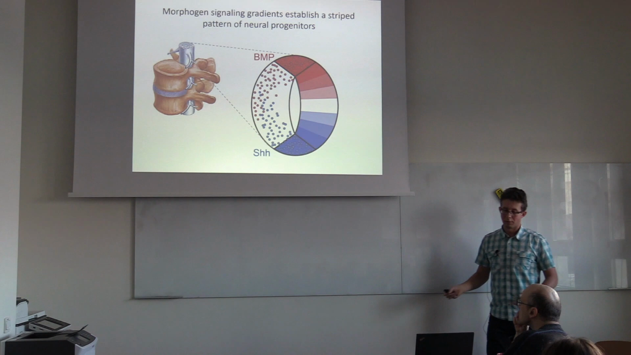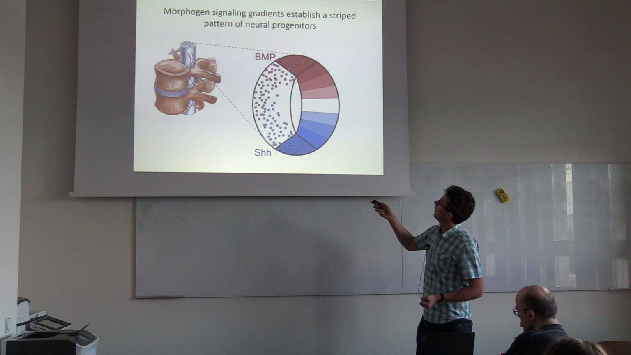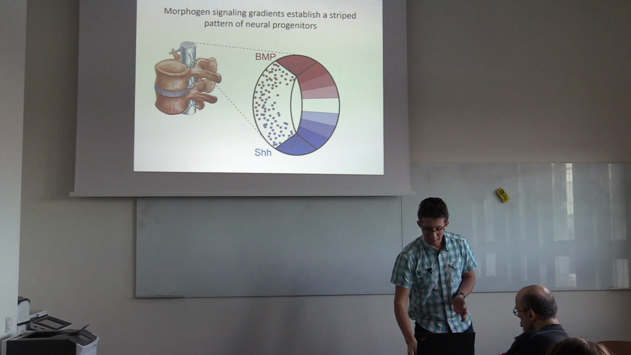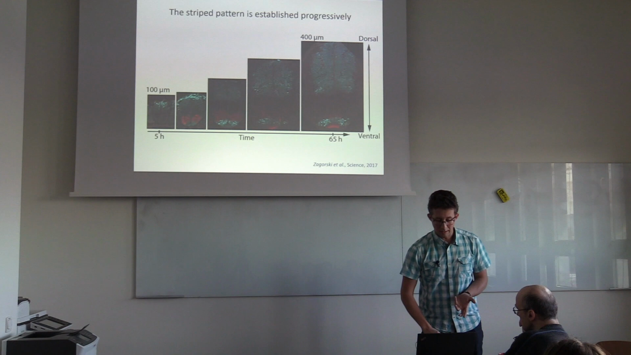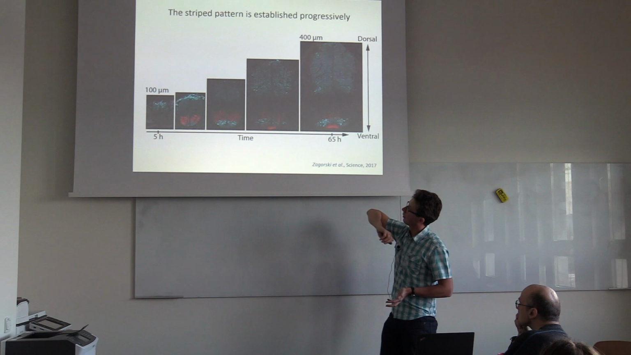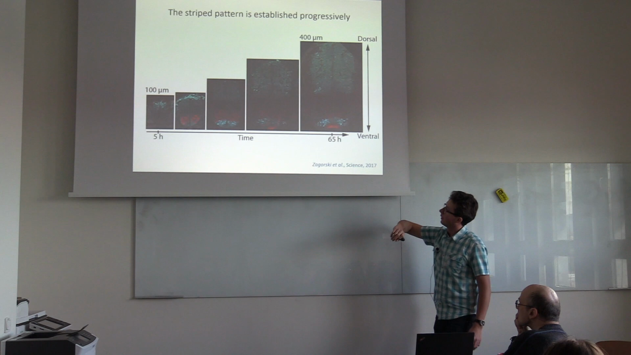So what is amazing for me is that this pattern here, illustrated with a schematic, is actually 13 domains giving rise to different types of neurons, and this is all established in a growing tissue. And so this is the dorsoventral cross-section through the spinal cord, and over 60 hours, it increases from 100 micrometers to 400 micrometers.